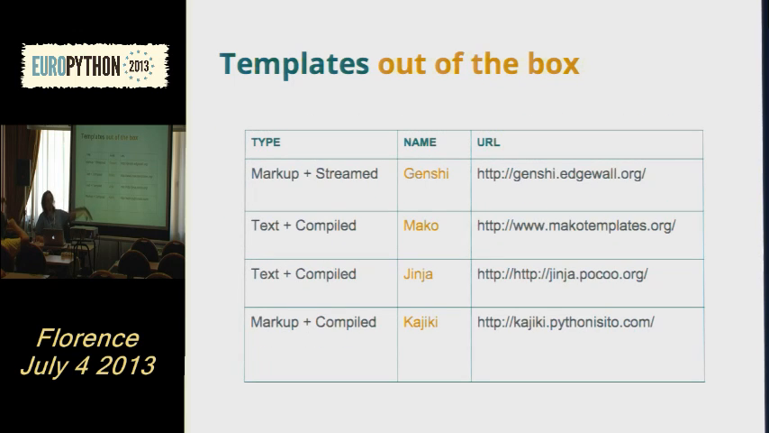This is a comparison of all the available template engines. Genshi, which is the default one, is a markup stream template engine. What does it mean? It means that what you write is perfectly valid markup. You cannot write a Genshi template which is not valid HTML, because Genshi requires you to write XML. So you cannot leave an unclosed tag or something like that. Genshi is going to complain and tell you, hey, you forgot to close this tag.